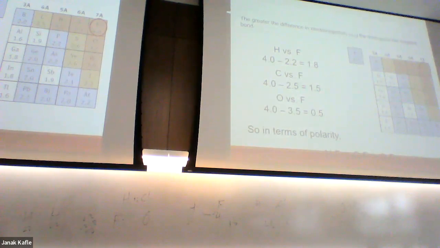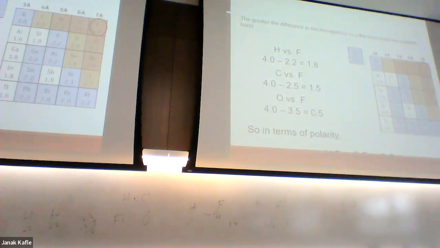The greater the difference of electronegativity, the more polarity of the covalent compound. So the difference of electronegativity for H and F: F is 4, H is 2.2, so this is 1.8. If you do the same calculation for C and F, C is here, F is here, H is here, so the difference will be 1.5. If you do O and F, O is 3.5, F is 4, so the difference will be 0.5.